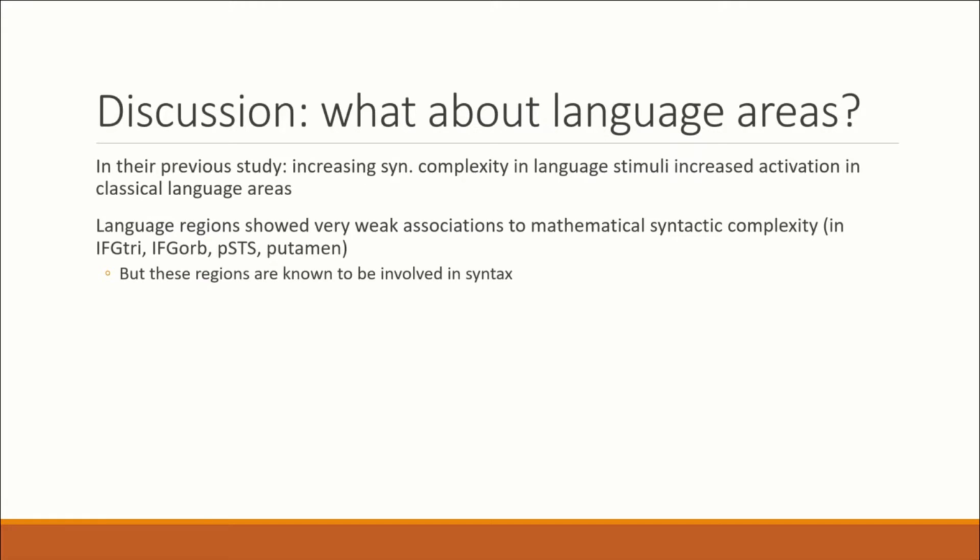So what about language areas of the brain? The authors mentioned that in their previous research, increasing syntactic complexity in language stimuli increased activation in classical language areas. But in the present study of mathematical complexity, language regions showed very weak associations to mathematical syntactic complexity. It's worth noting that these regions listed here are known to be involved in syntax, so it's possible that they may be involved in learning arbitrary syntactic structure or rules.